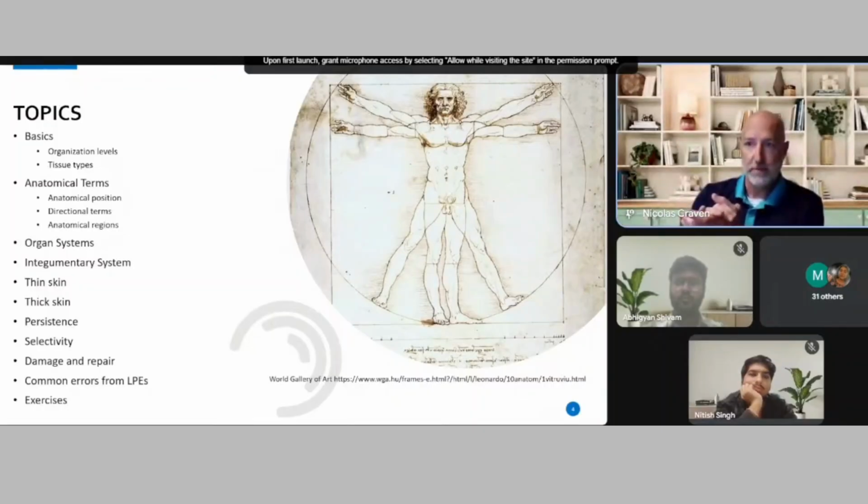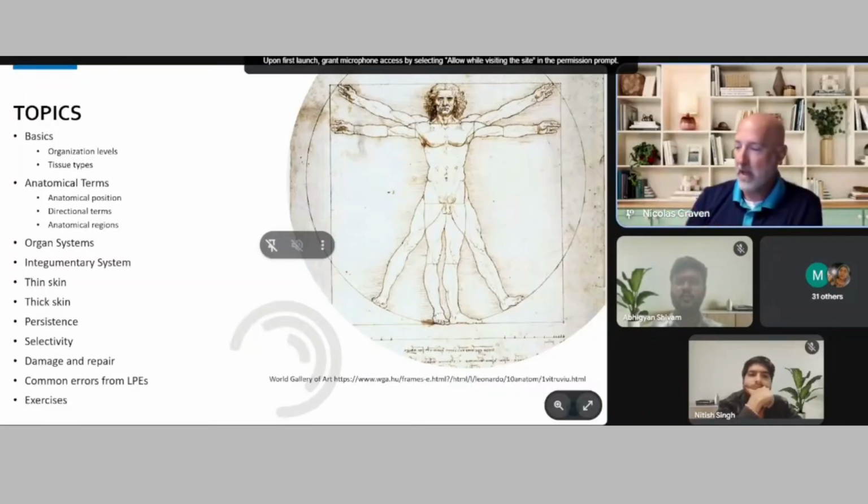And then there'll be some part about what happens when you damage your skin and then how it repairs. And like I said, the last two bullet points there we won't cover in this. But if you do have questions about those, you can always bring those up in the Q&A.